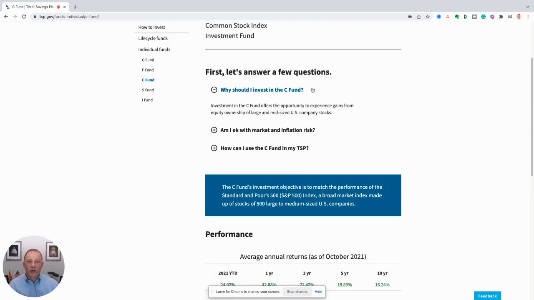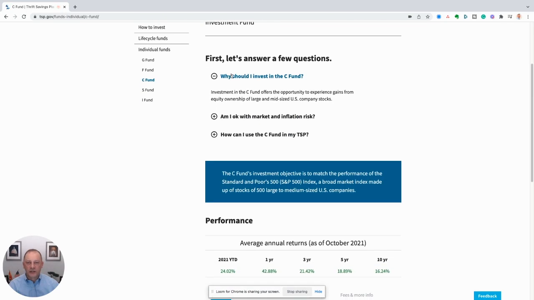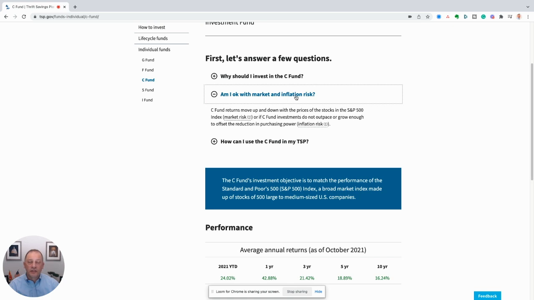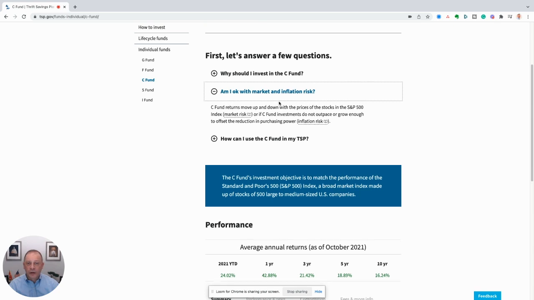So let's dig down a little bit more into what the C fund is. Why should I invest in the C fund? Again, the opportunity for gains. And as we've seen, these returns are really good, and it is a great place to have gains. Am I okay with market and inflation risk? Again, market risk is a lot of that volatility, or the ups and downs. As you see that there's a lot of gains, but there's also some negatives that you have to be concerned with as well. And inflation risk, the cost of goods going up.